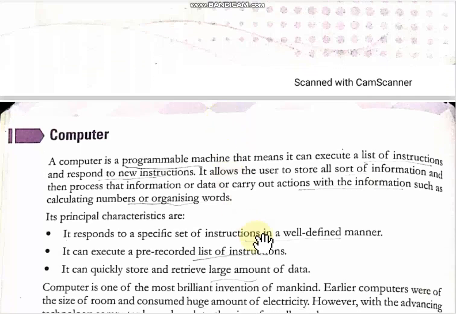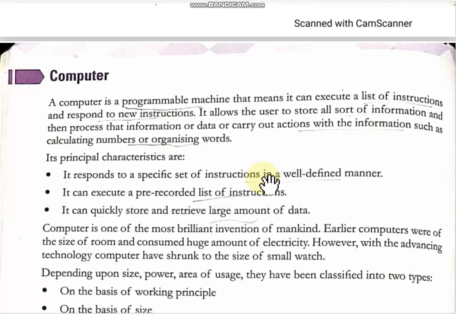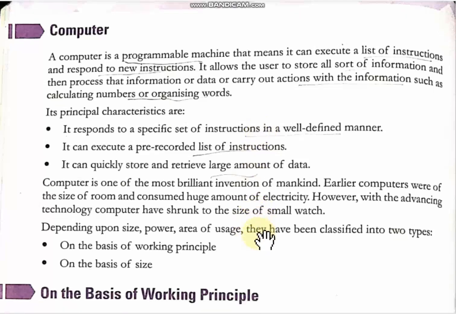We all know that the computer is one of the most brilliant inventions of mankind. You can well imagine, a computer was the size of a room and consumed a huge amount of electricity earlier, but with the advancement of time and technology, computers can come like a small watch. Now we are going to discuss based on size, power, and area of usage. They have been classified into two types. First, on the basis of working principle.